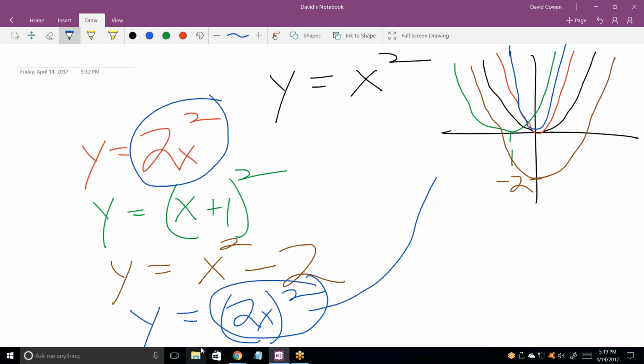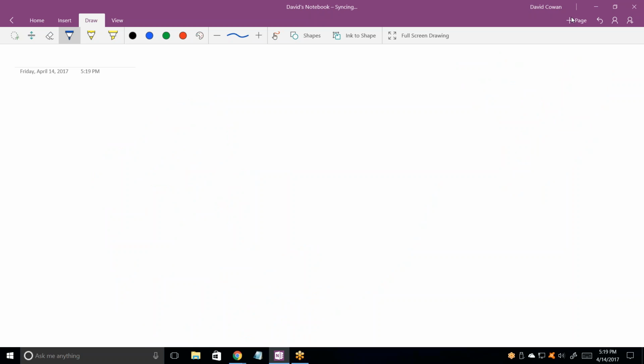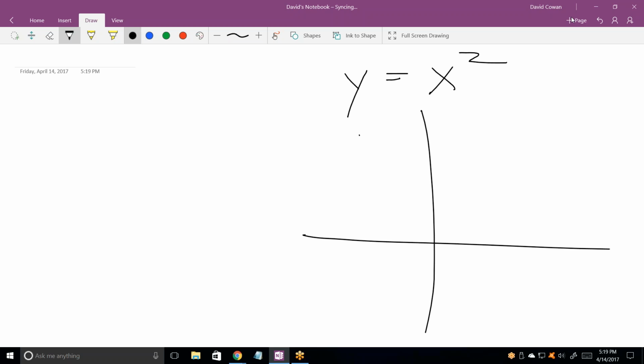Okay? So these are your 4 transformations that you really need to know how to deal with. And there's only two other transformations. Let's talk about those before we even go forward. If this is my primary function, my parent function, there's only two other things you can do to this function.